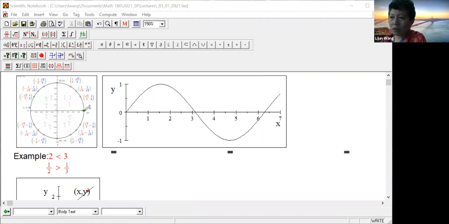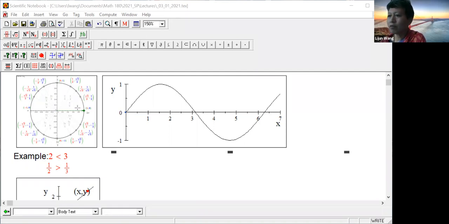Suppose this angle is 0, and this place is 0 radian. What is the ratio? The ratio is the blue number 0. Do you follow me? The ratio is the blue number 0. So this 0 is right here. It's 0. Now let's look at pi over 2. I'm sorry, pi over 6.